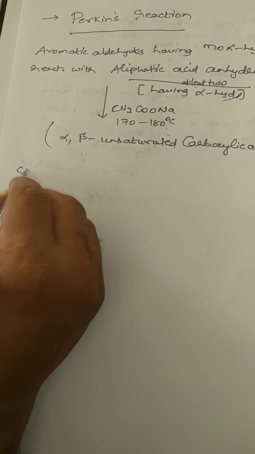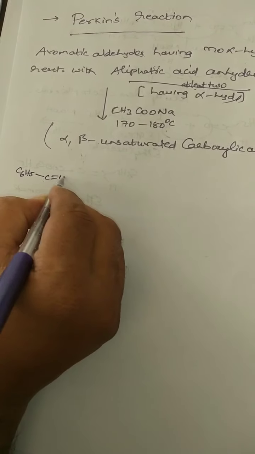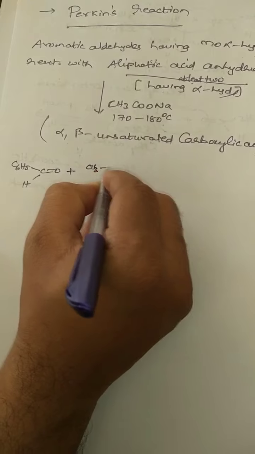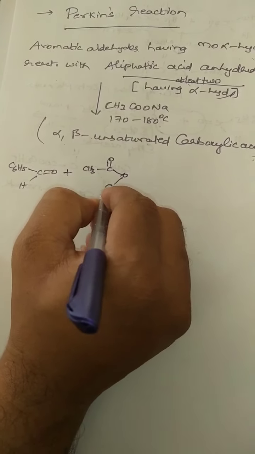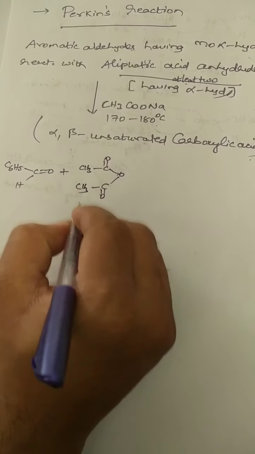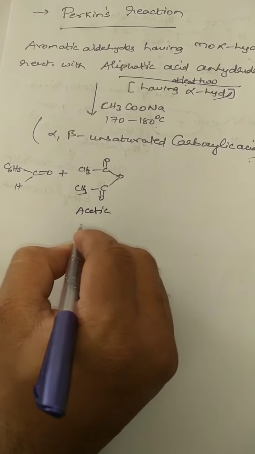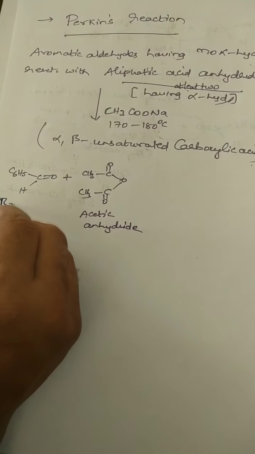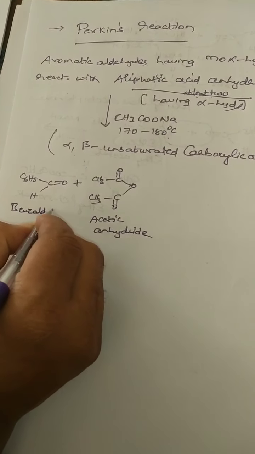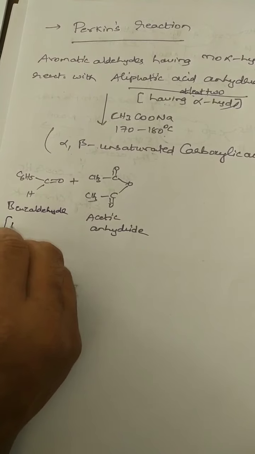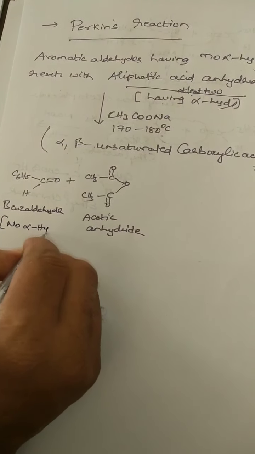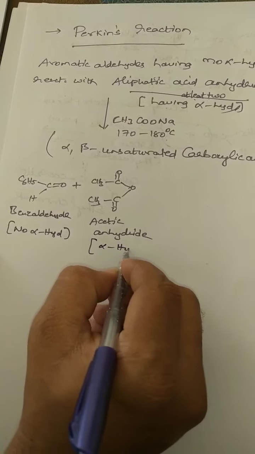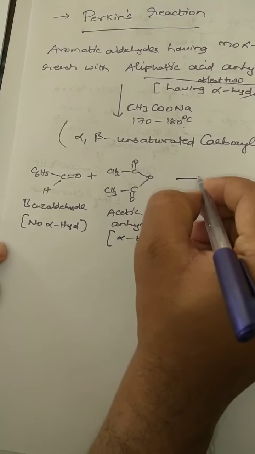Now I am writing the equation, students. I am taking benzaldehyde, which reacts with the aliphatic acetic anhydride. This is the structure. Already you know this is the aliphatic compound acetic anhydride, and this is benzaldehyde. Benzaldehyde is an aromatic aldehyde having no alpha hydrogens, and acetic anhydride has at least 2 alpha hydrogens.